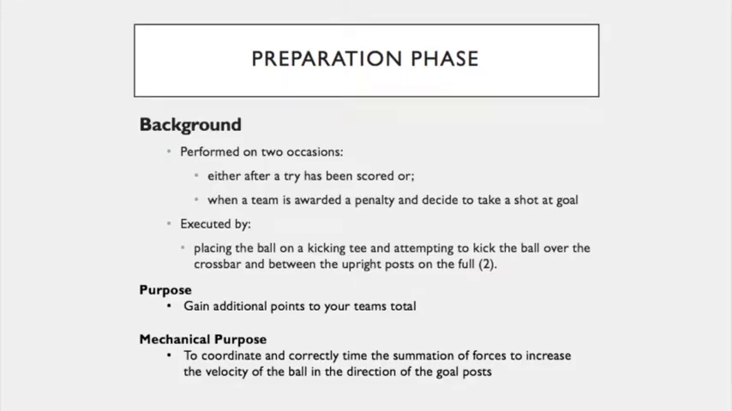Within the rugby codes, goal kicking is performed on 2 occasions, either after a try has been scored or when a team has been awarded a penalty and opt to take a shot at goal. A player who can produce a longer kick distance is able to attempt a penalty kick or try conversion from a greater fraction of the field, and hence has a greater opportunity to score points for their team. The goal kick is executed by placing the ball on a kicking tee and attempting to kick the ball over the crossbar and between the upright posts on the full.